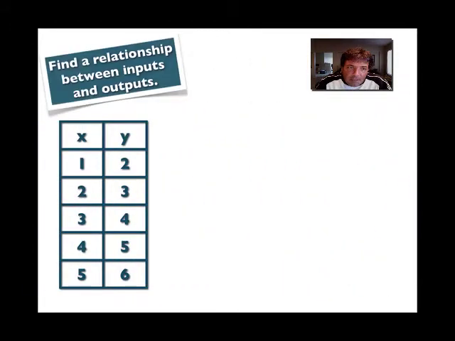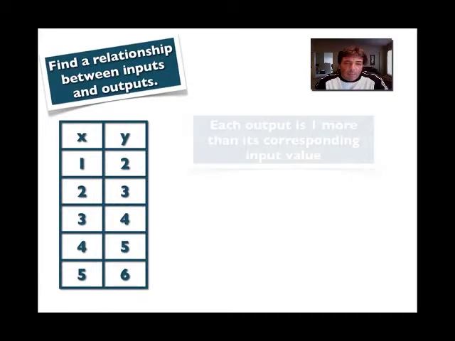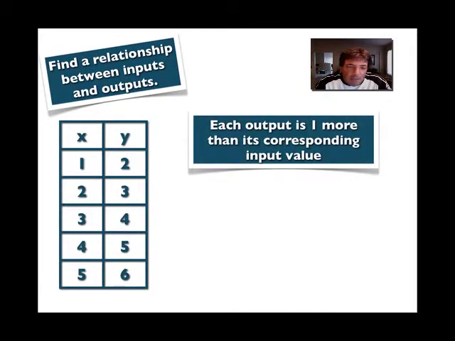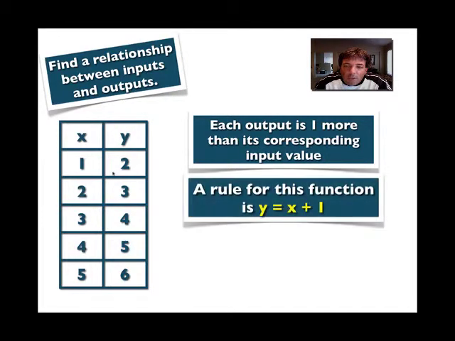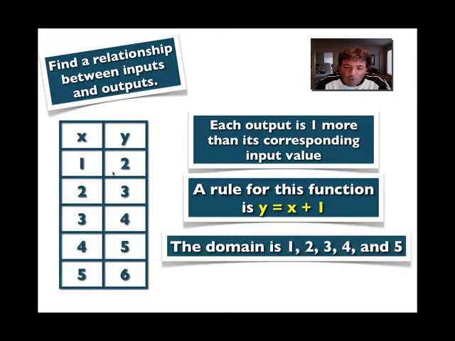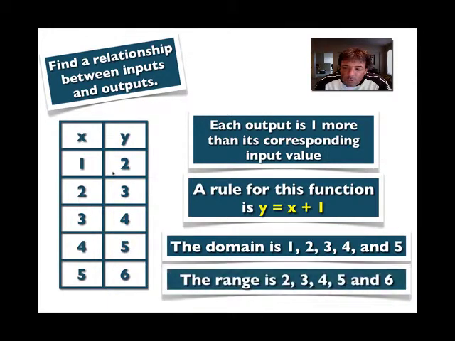We can see that in the table, there's a relationship between the input and the output. And the relationship is this. Every time we go up 1 on the input, the output goes up 1 also. So the rule for the function is y equals x plus 1. And again, that was the function that we saw earlier when we first started this section. The domain is the numbers 1, 2, 3, 4, and 5. The range, obviously, is the numbers 2, 3, 4, 5, and 6.